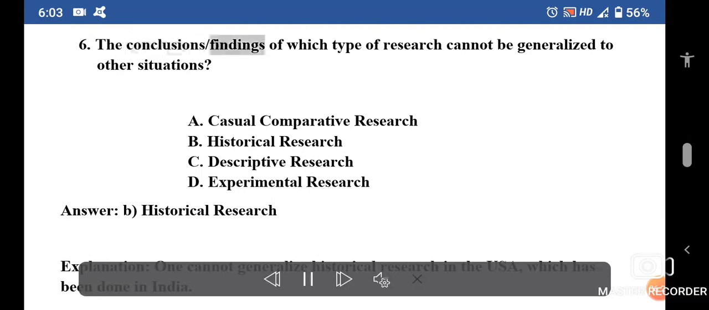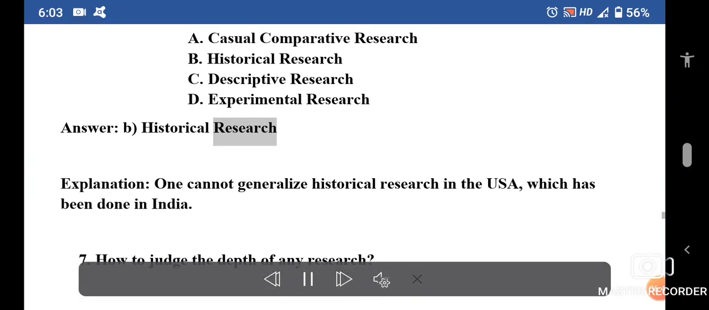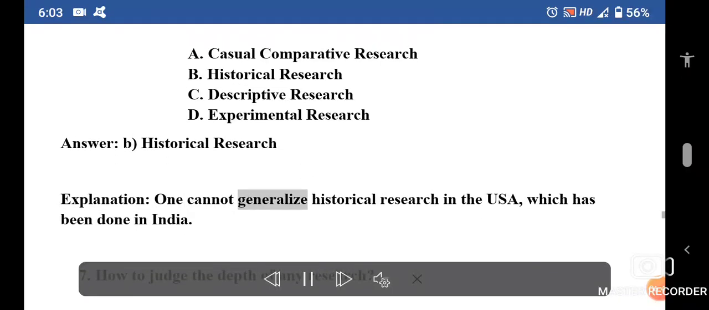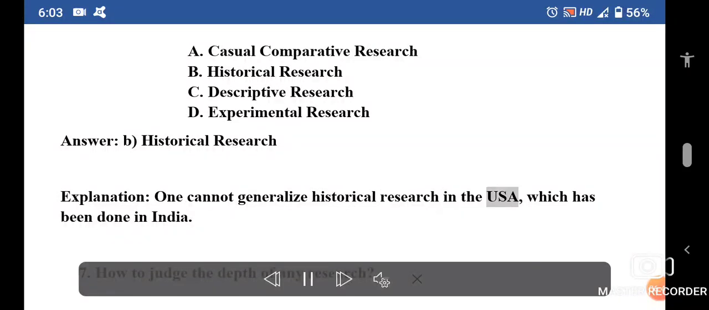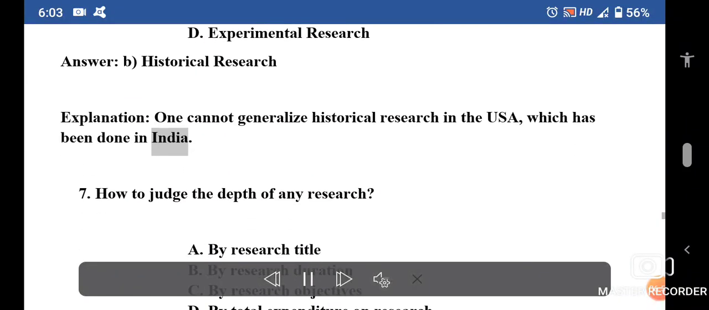The conclusions, findings of which type of research cannot be generalized to other situations? Causal comparative research, historical research, descriptive research, experimental research. Answer B. Historical research. Explanation: one cannot generalize historical research in the USA, which has been done in India.